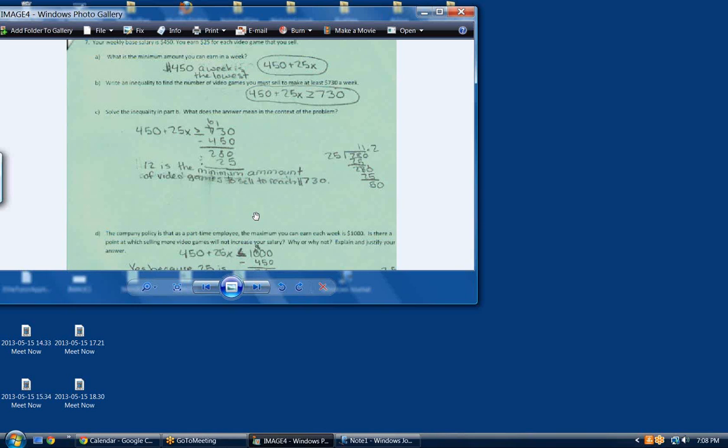This is the way the real world works also. You could very easily find yourself in a job that did that, where they might start you off giving you 25 per, but then they decide they'd like it better if they only gave you 20 per, but they'll give you a higher base salary to make up for it. Okay, if you're part-time and the maximum you can earn is $1,500, no matter how many video games you sell.